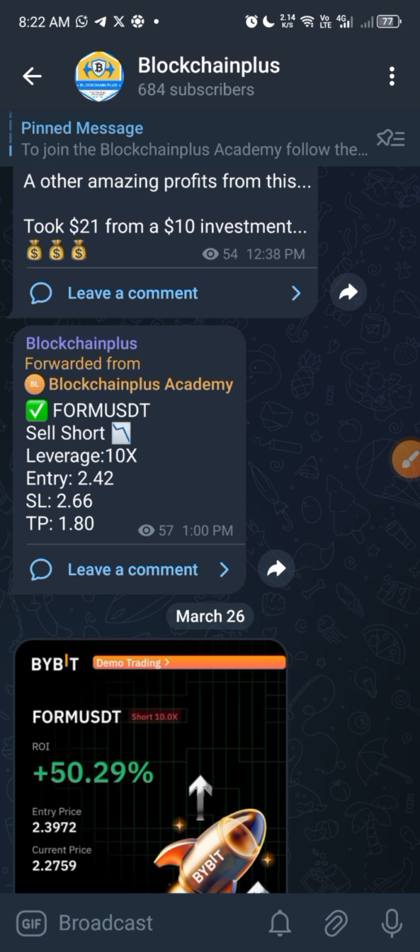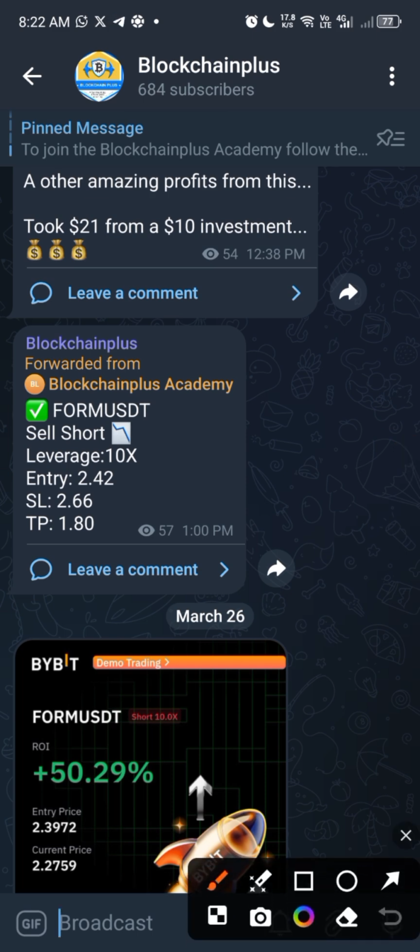This Form USDT actually did crazy percentage for us. So this is Form USDT.